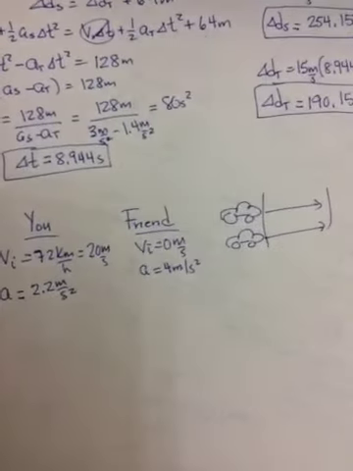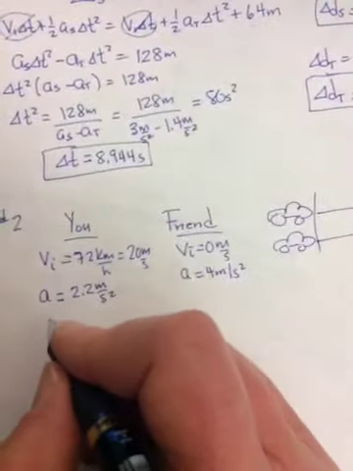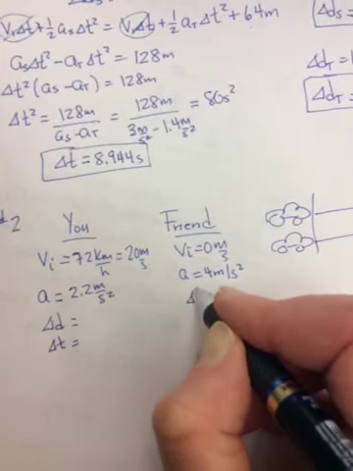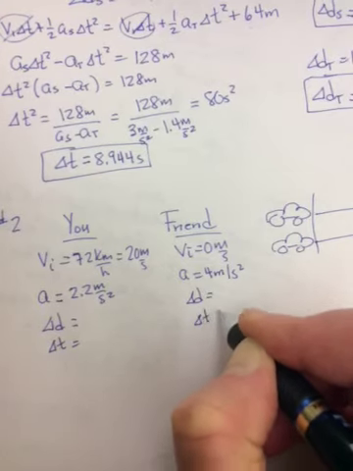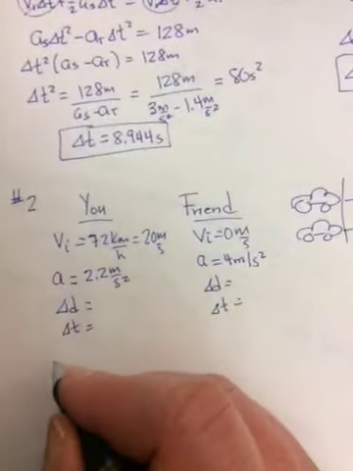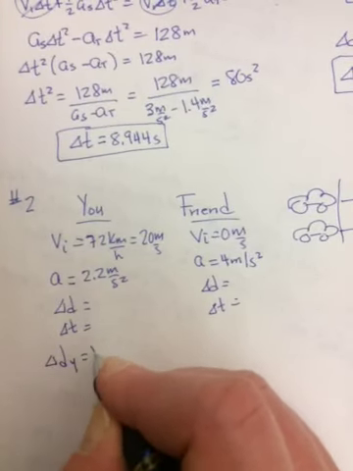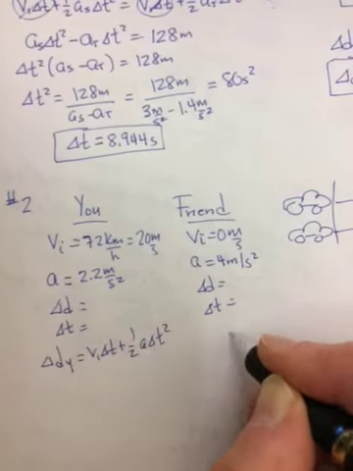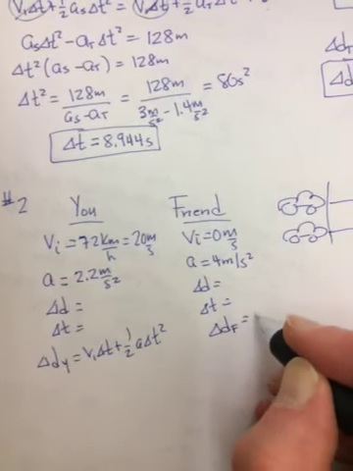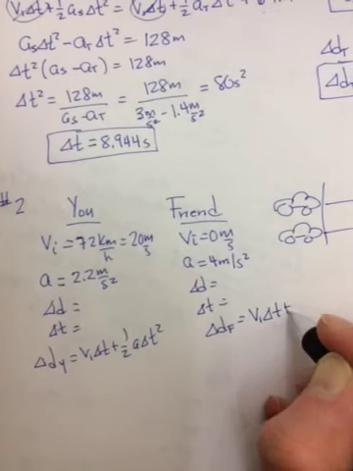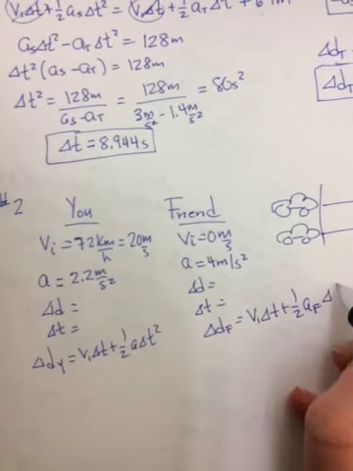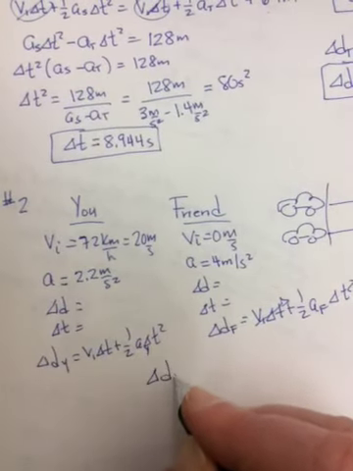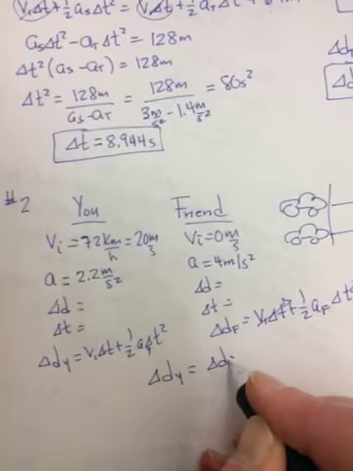Your times and your delta D should be the same. So we have two unknowns, your delta D and your delta T. They're the same for both of you. Two unknowns, so we need two equations. Delta D of you will be VI delta T plus 1/2 A delta T squared. For your friend, delta D of friend is VI delta T plus 1/2 A of your friend delta T squared, but this goes to 0. So we can set them equal because delta D of you is equal to delta D of friend.